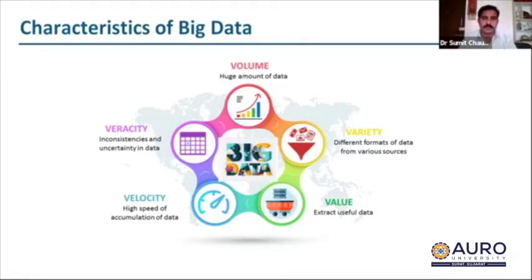Number four, we have velocity. Velocity is basically the high speed of accumulation of data. The rate at which data is being generated is called velocity. So at what rate we are generating the data, that's called velocity. And the last characteristic is veracity. Veracity is basically inconsistency or uncertainty in the data.